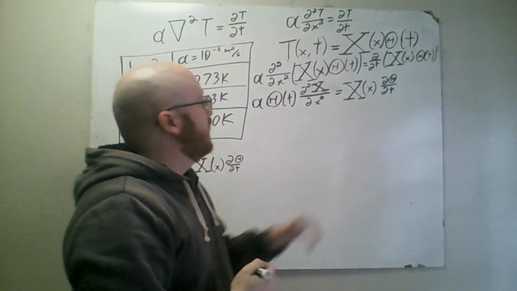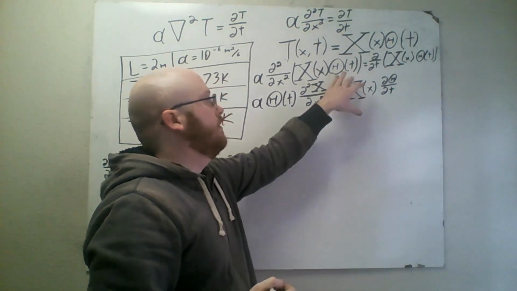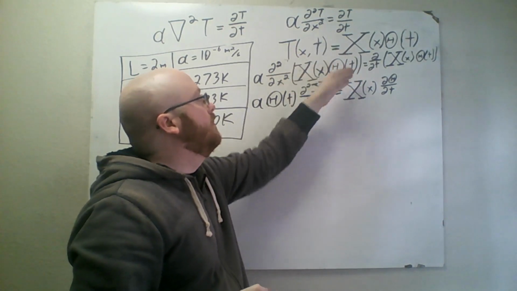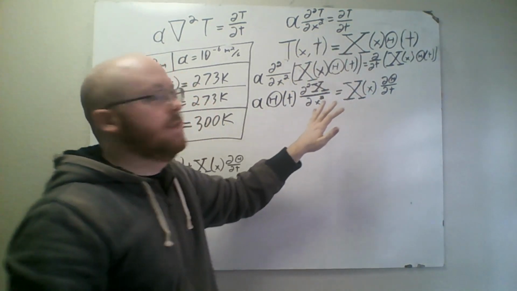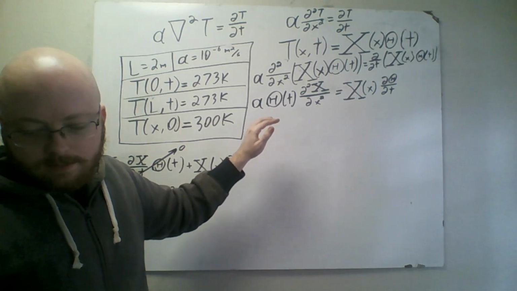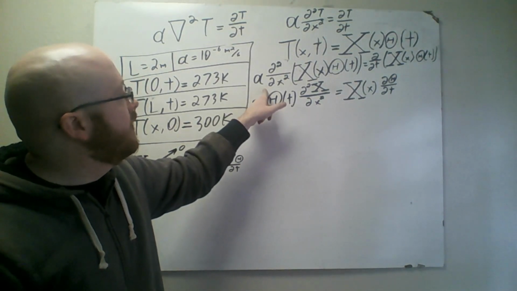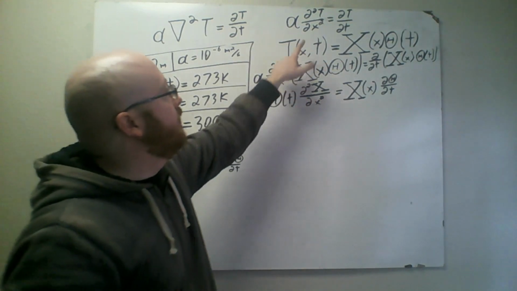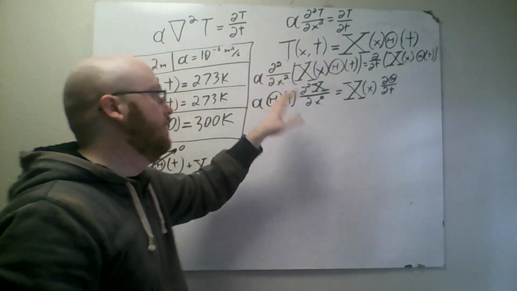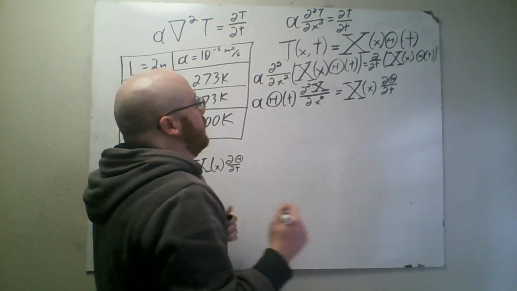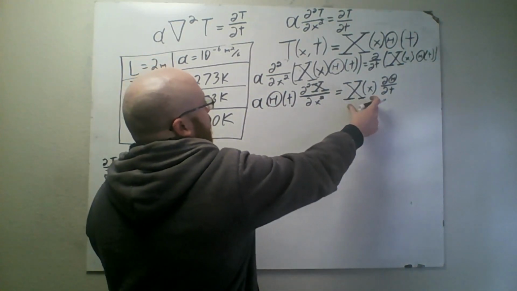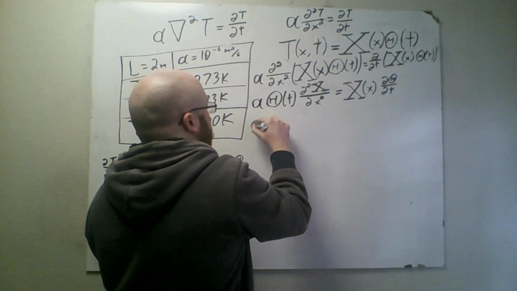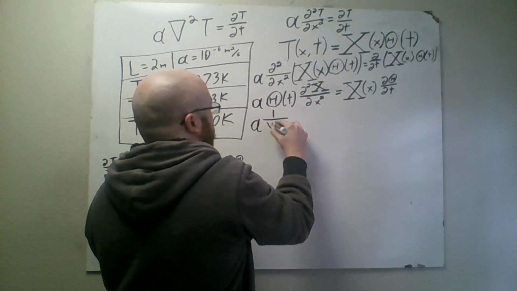Okay, so that was the first thing we did. We just assumed it's of this form, right? And then the next thing we did, we broke apart all the constant stuff. So the next thing we do is pretty simple. We divide both sides by whatever t is. In this case, it's this. So we divide by X times theta, which gives us alpha 1 over X.